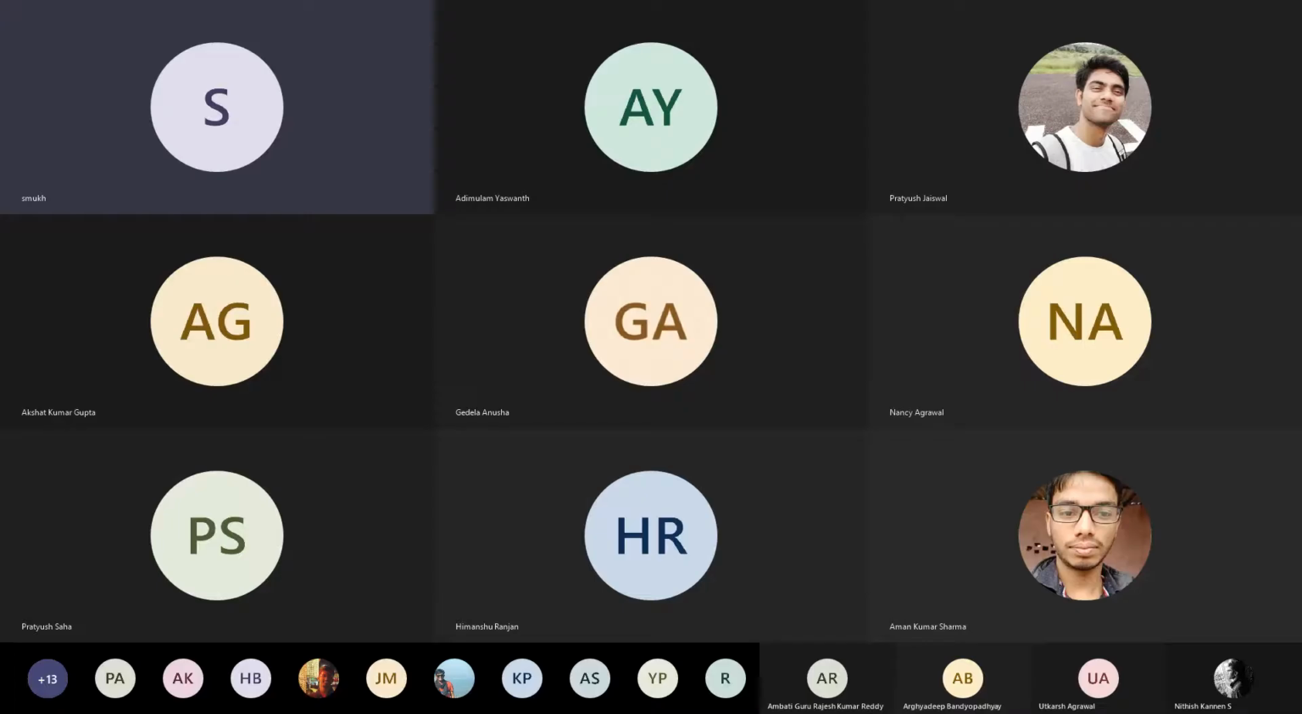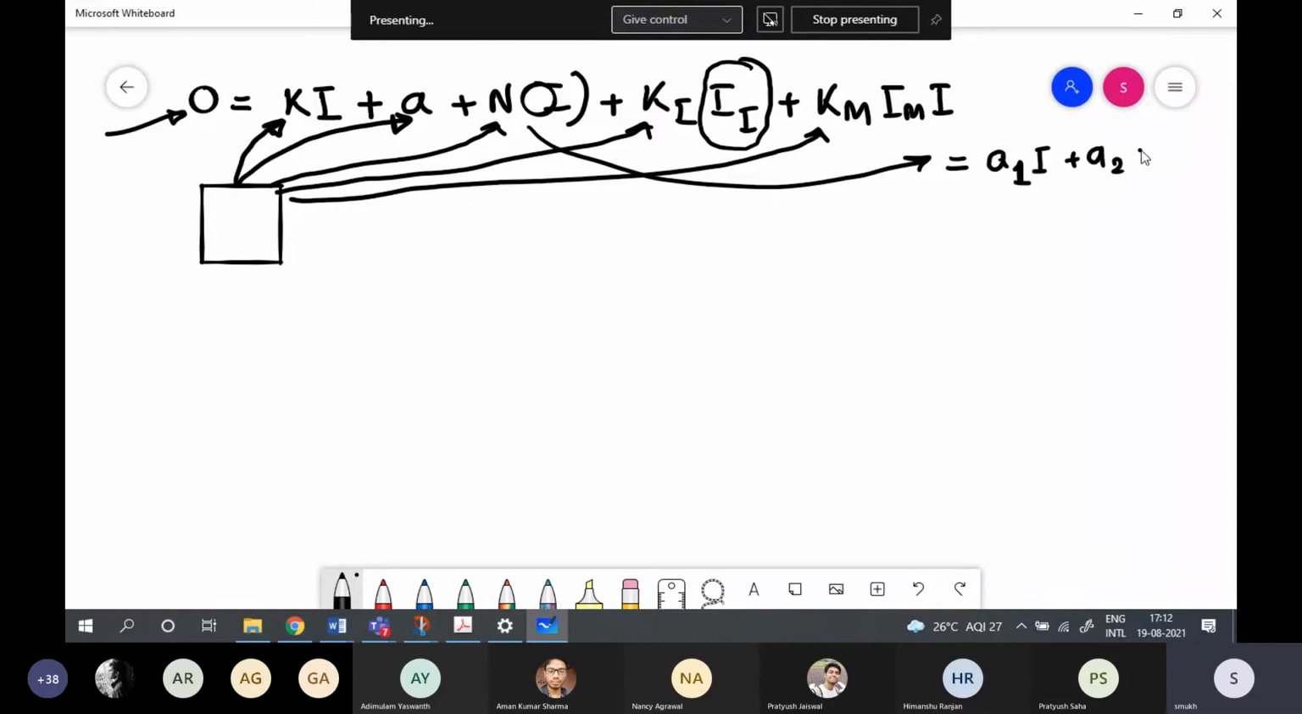Plus some A2 I square, let us say. Then this A1, A2 also we know. So in this way, we know the complete model of that particular sensor. Maybe we have done very detailed experiments with that. If we know that, then also there can be uncertainties in measurement.